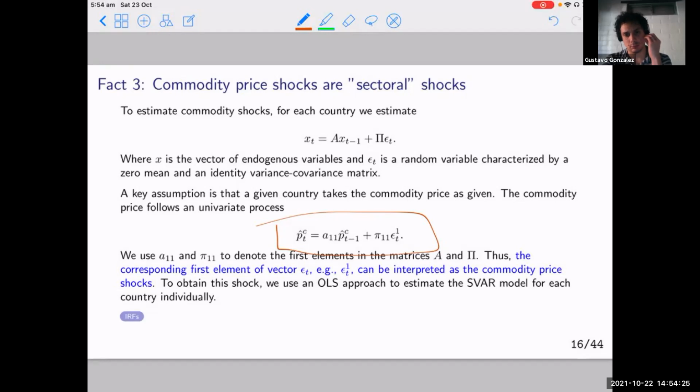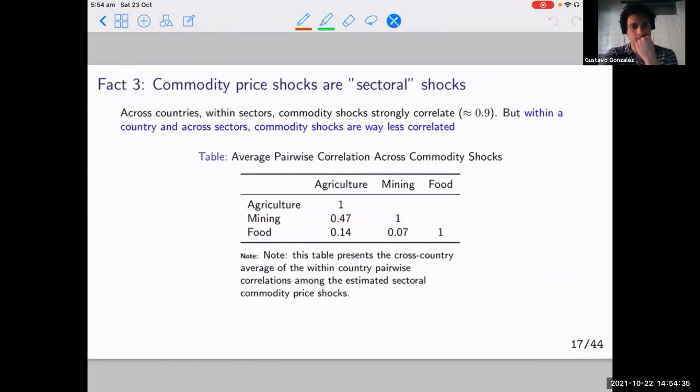Here we have below the link to the impulse responses to see how that affects macro variables, and they look very reasonable and in line with what we'd expect. But besides that, what we want to highlight is the following. Within a country and across sectors, you see relatively low correlation in the shocks.